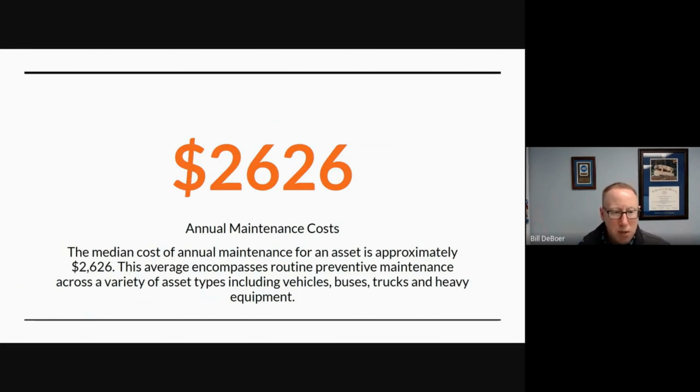Now the annual maintenance costs, this is a typical national average. The median cost for annual maintenance for an asset is approximately $2,600 a year. The average encompasses routine preventive maintenance across the variable asset types, including vehicles, buses, trucks, and heavy equipment, is where this cost comes out. We typically see on the vehicles that we work on annual maintenance costs of around $2,000 on cars, trucks, cargo vans, and the like.